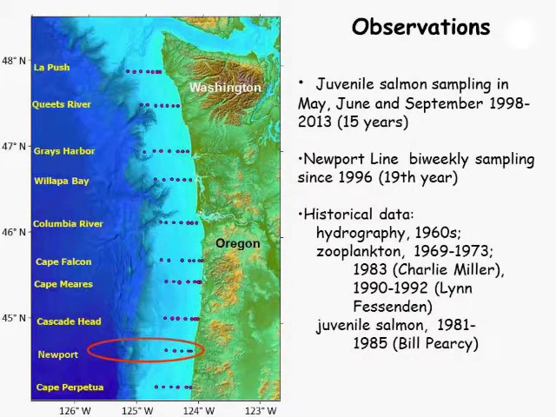And I've got a tremendous staff that's dedicated to this program, and every 2 weeks we get to see almost without fail. Then there's historical data on hydrography. That means the water temperature and the salinity in the 60s that we can draw upon. Zooplankton from the 70s, and some data from 83 by Charlie Miller, other people in the early 90s. Then juvenile salmon data that Bill Peterson collected in the early 80s. I'll talk about probably none of this stuff on this slide, but just show you roughly where we do our work, okay?